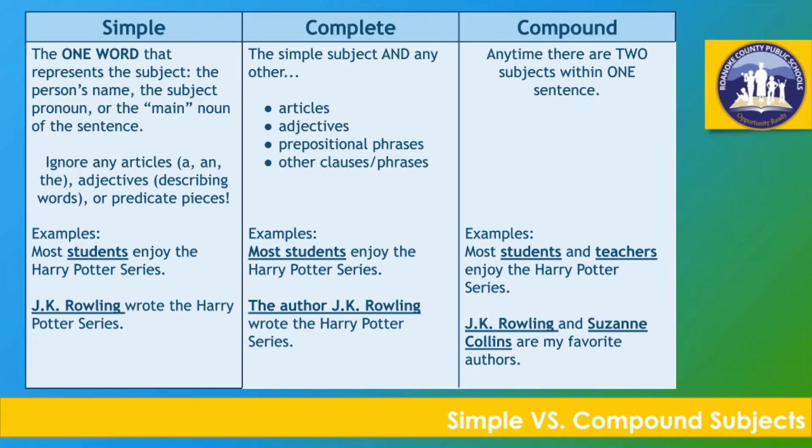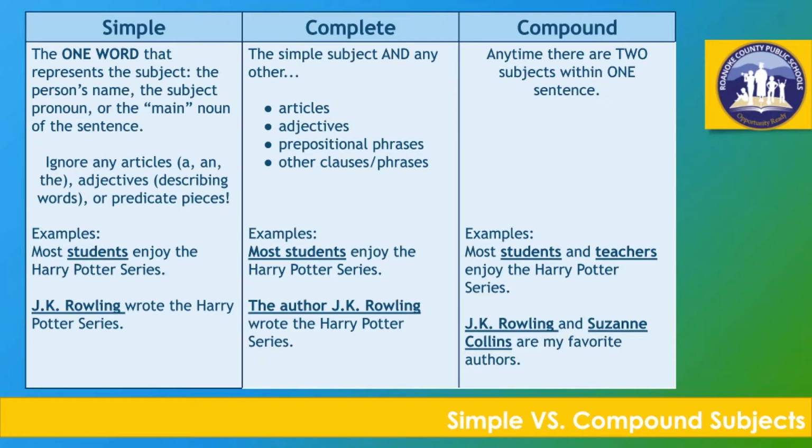Okay, so here we have a chart with our three different types of subjects. Simple is just exactly as it sounds. It's simple. It is the one word that represents the subject. So you might have a person's name, a subject pronoun, the main noun of the sentence, basically. You're going to ignore any articles, adjectives, or predicate pieces that are added to the subject.